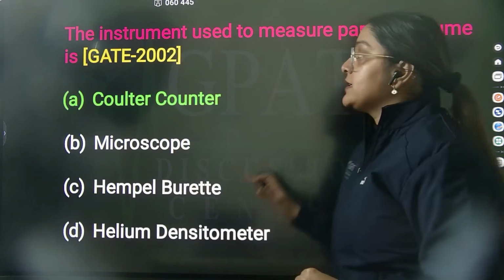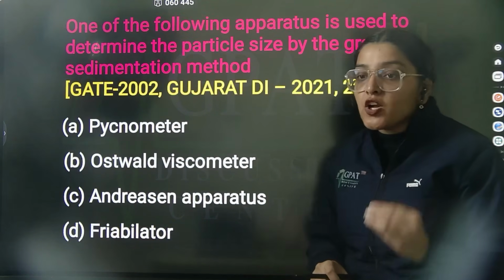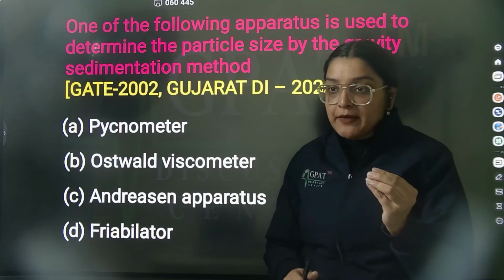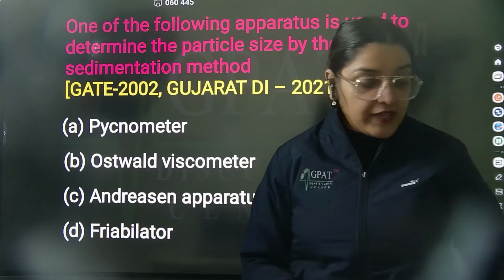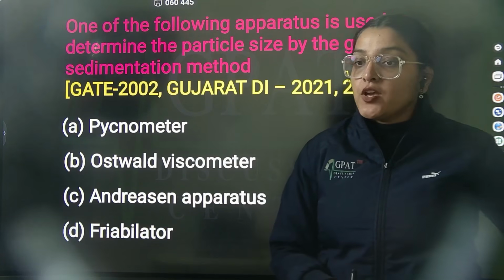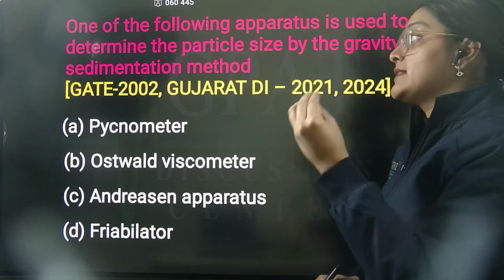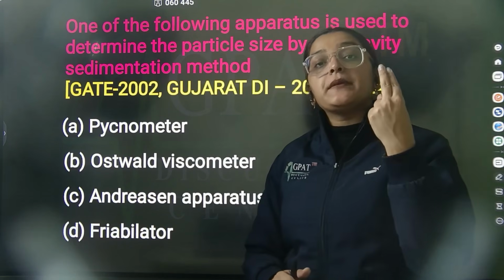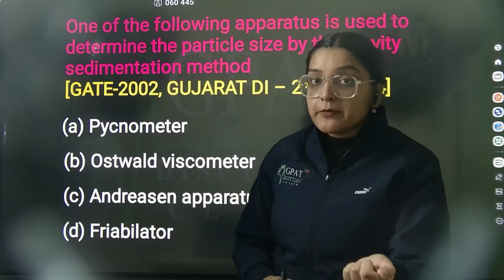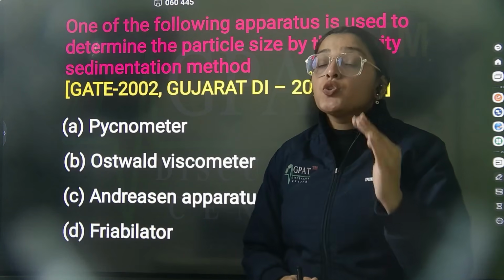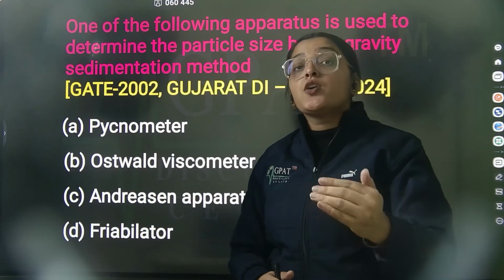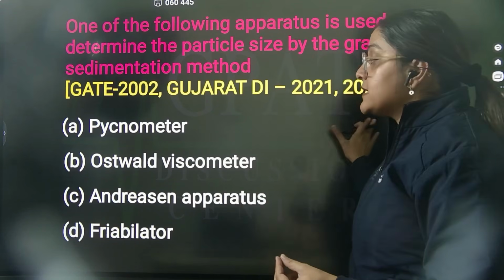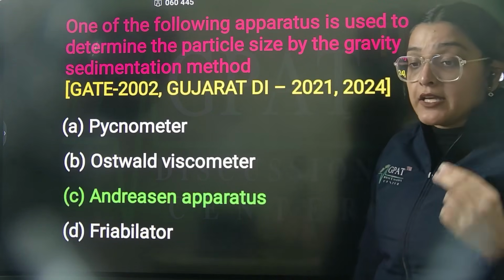Okay. Second question, let's move on to the next. One of the following apparatus is used to determine the particle size by the gravity sedimentation method. Only one method here we can emphasize on, that is mainly useful for the particle size determination by the sedimentation method, would be the Andreasen apparatus. Now from now you can mention two more: Andreasen apparatus, pipette method, and one more is the hydrometer method. Those who knew, that is excellent. If not, please note down Andreasen apparatus, pipette method and hydrometer method. All these three are gravity sedimentation based methods. These can be asked in your exam.